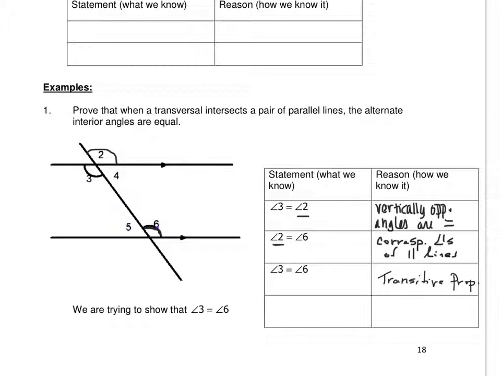So now we've proven what we started out to prove, which was that angle 3 and angle 6, which were alternate interior angles, are equal. And that's the end of our proof.